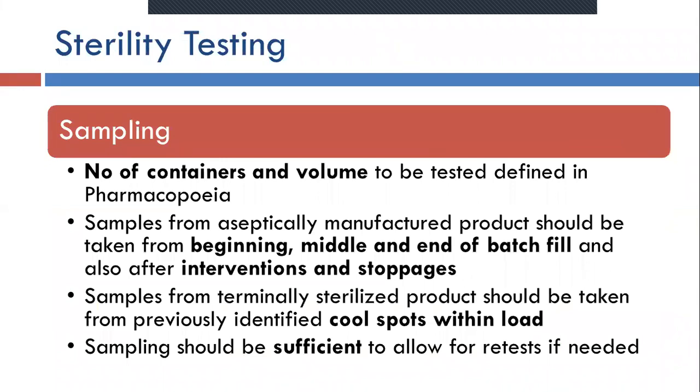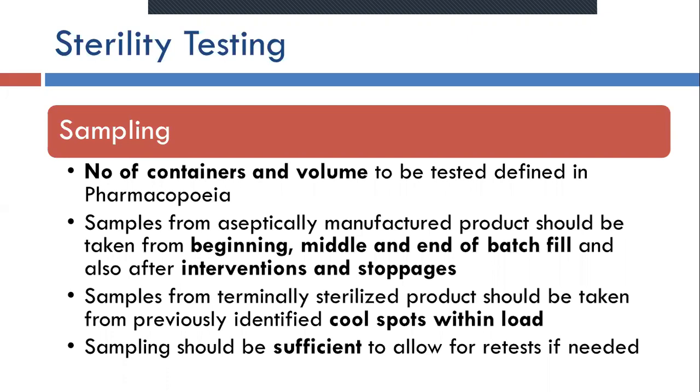Then the first thing that comes is the sampling. Now you might have understood the importance of sampling, because the samples we are going to take are a few in number compared to the whole lot, and those samples should represent the whole lot. So for sampling, the number of containers and volume to be tested are defined in the pharmacopoeia. The different pharmacopoeias give different guidelines for how the sample has to be taken.